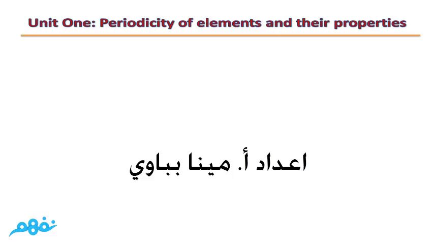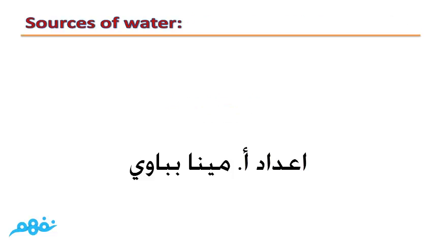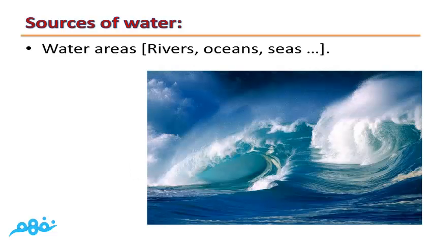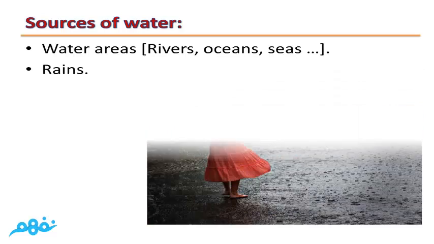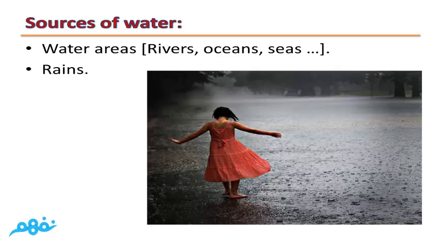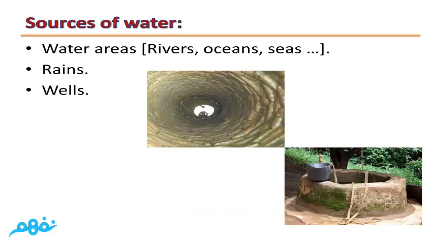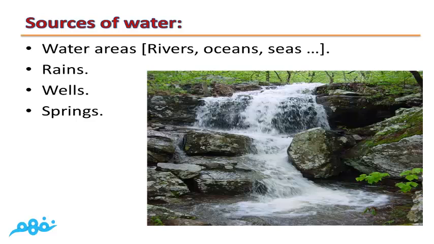Unit 1. Periodicity of elements and their properties. Lesson 4. Water. What are the sources of water? Water areas such as rivers, oceans, and seas, rains, wells, and springs.